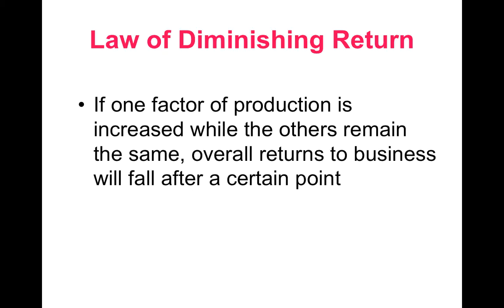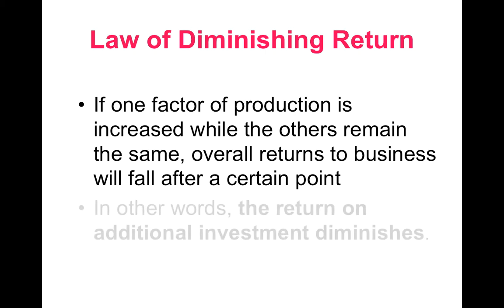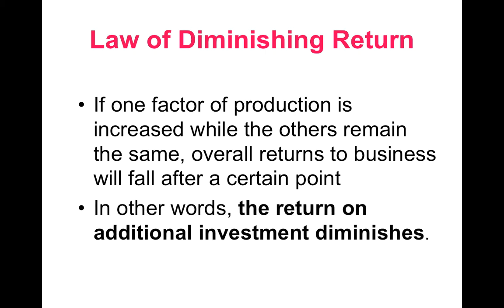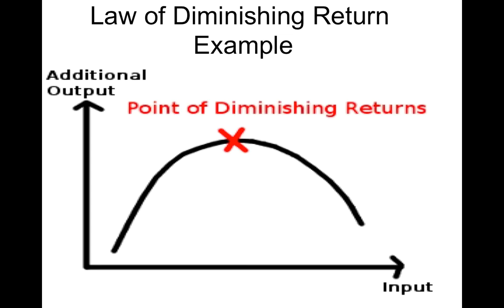So there's a law of diminishing returns, which is a concept that we have to talk about. It says that if one factor of production is increased while the others remain the same, then the overall returns to business will fall after a certain point. So we have an example to talk about that. Another way to say it is that the return on additional investment will diminish. And this chart is a good way to think about it.